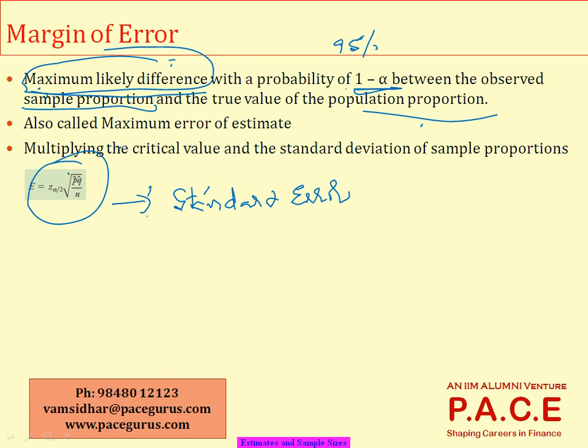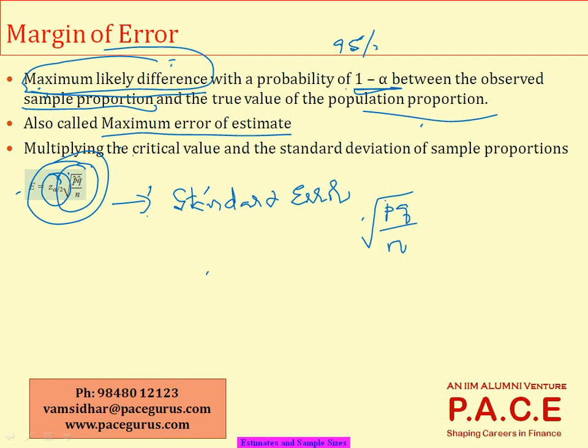So what we generally do is, whenever we are trying to build the interval, we'll first take the critical value based on whether we are interested in a 95% interval or 90% interval or 99% interval, and multiply it with the standard error or margin of error. Whenever we are talking about a population proportion, the margin of error is calculated by this formula.